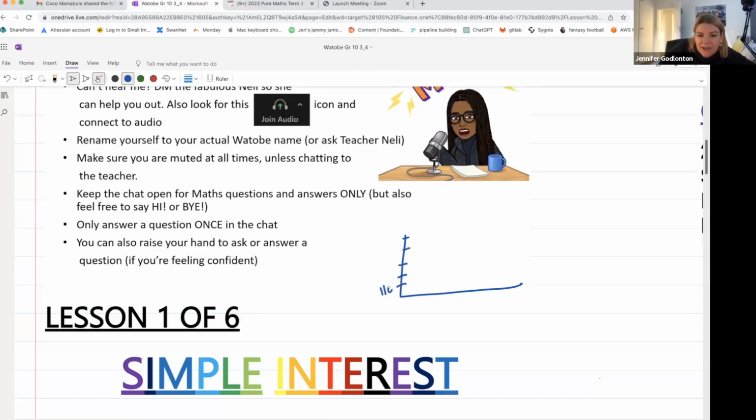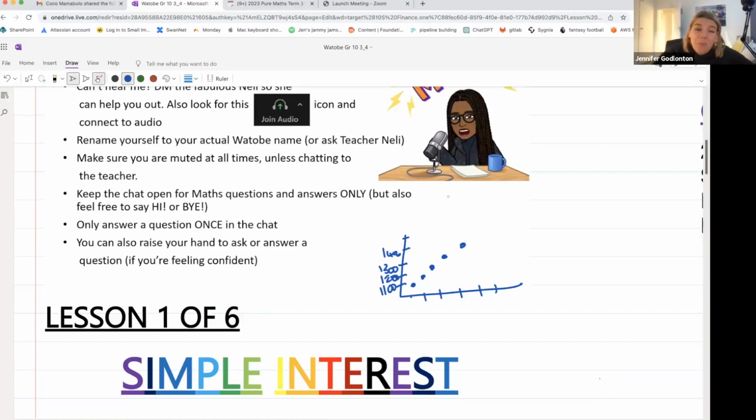So this would be 1,100, 1,200, 1,300, 1,400. As my time goes on, every year I will be increasing by the same amount. So I will have a linear line. It will go up in a linear way. Every year I'll be adding the same amount.